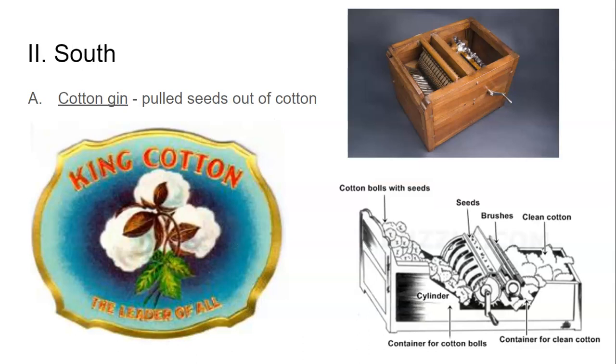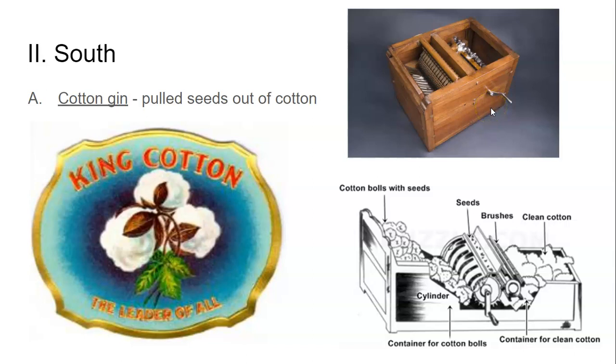So in the South, there's this one really small invention. It's about the size of a printer or something on your desk. You can see it up here. That's called the cotton gin. And it has this hand crank on it. And basically its whole job is to pull out the seeds of cotton.